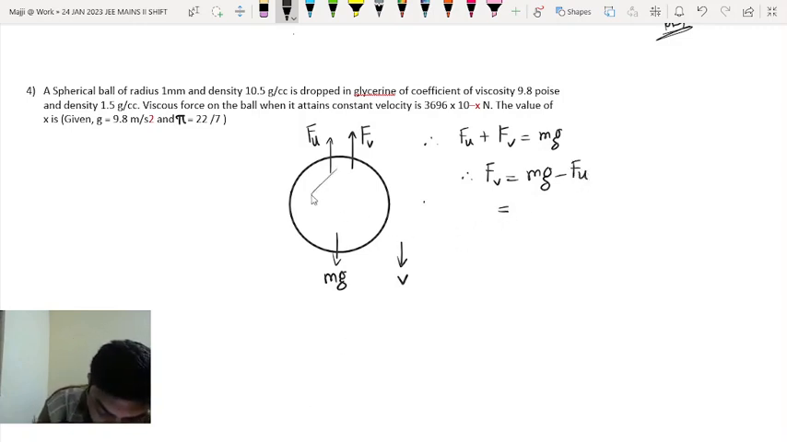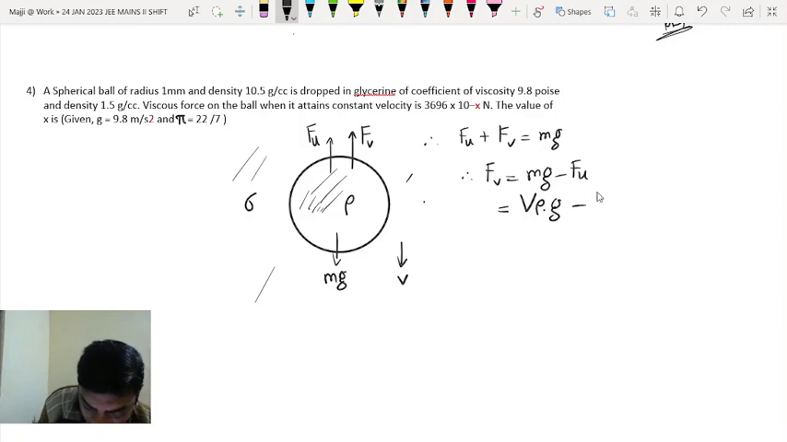Suppose I take the density as rho for the sphere, whereas density of the background medium as sigma. So for mass we have, if V is the volume, V into rho, whereas here it will be V into sigma g. As per Archimedes principle I have written this, because force of upthrust is nothing but the weight of fluid displaced by the body. So since it's a spherical ball of radius 1 mm, I can write this as 4 by 3 pi r cube, rho minus sigma into g.